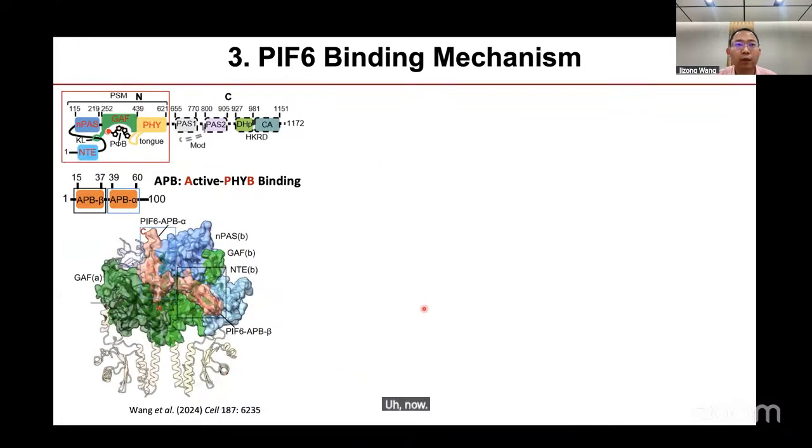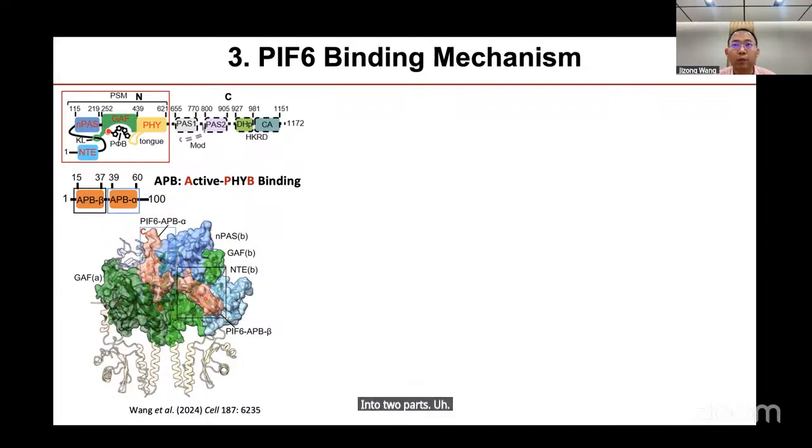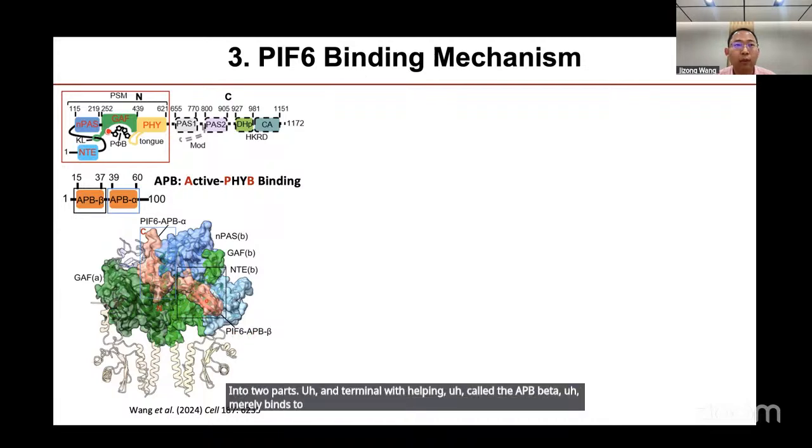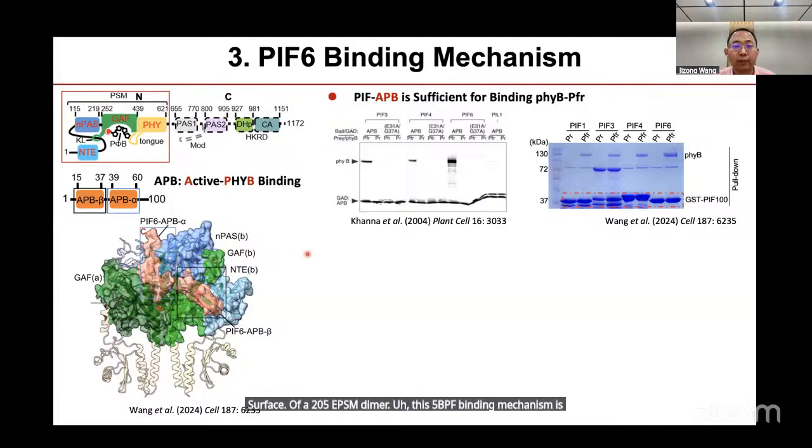Now, let's see how phyB Pfr binds PIF6. We can see the PIF6 segment containing the APB motif folds into two parts. The N-terminal beta hairpin called APB beta mainly binds to one phyB PSM monomer, and a C-terminal alpha helix called APB alpha binds to the dimerization surface of the two phyB PSM dimer. This phyB PIF binding mechanism is supported by previous studies.